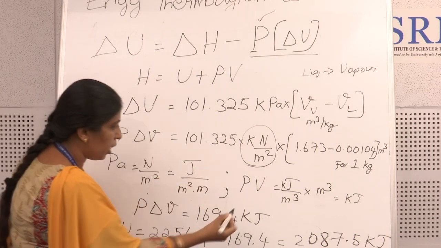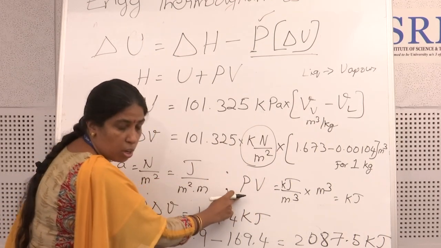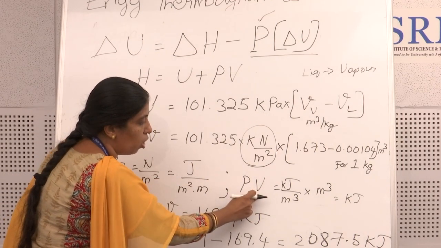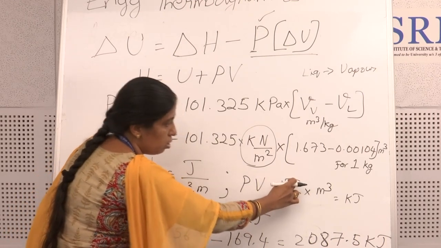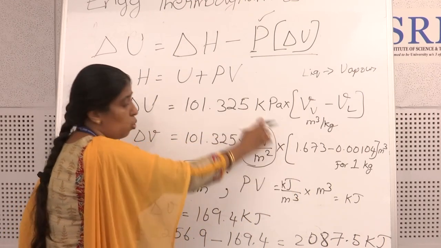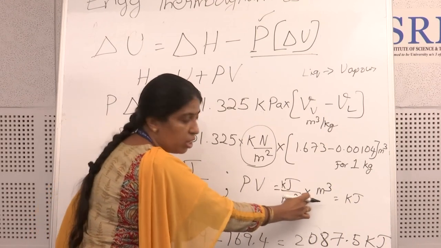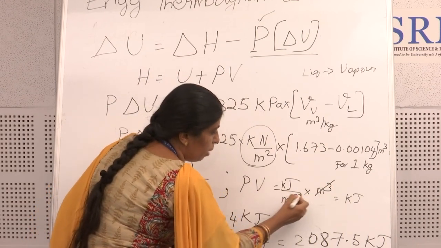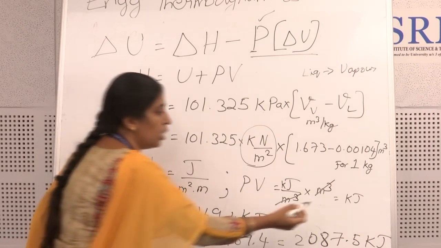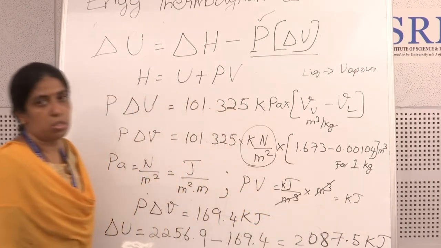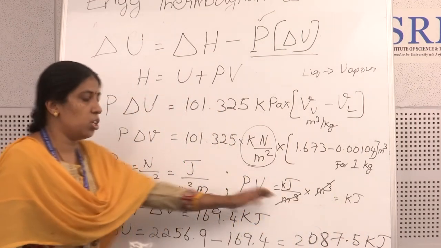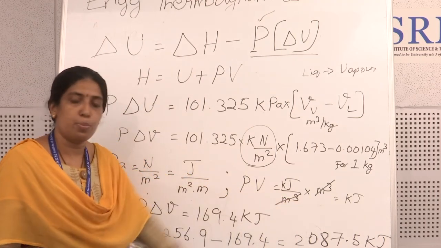So you can see here the units I have noted down for pressure and volume, which is kilojoules, because it is kilopascals. So kilo has come here, kilojoules per meter cube into the volume unit, which is meter cube. So meter cube and meter cube will get cancelled, and you will get the final unit in kilojoules. So this unit conversion and understanding is very important in this problem.